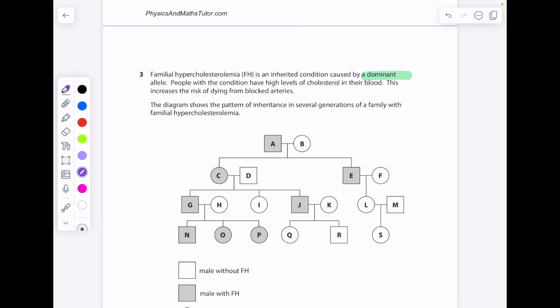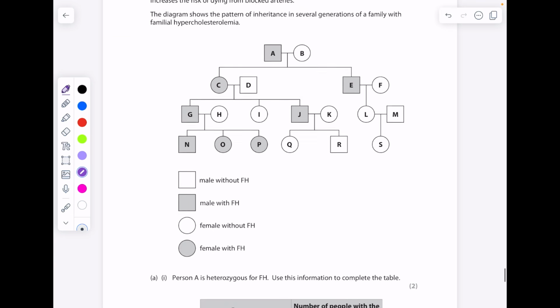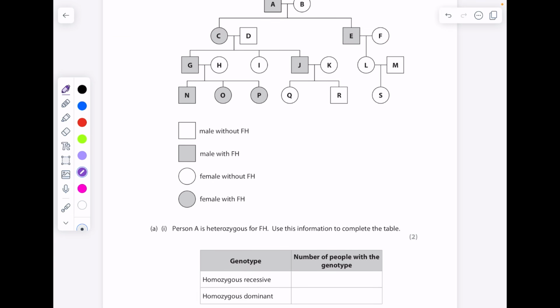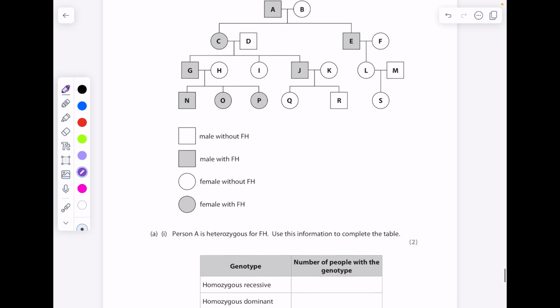So the first thing you want to do is work out what genotypes would be required to cause FH. We know it's a dominant condition, which means that either this combination or this combination will cause the disease FH. The only way you can be healthy is to have the recessive genotype, which looks like this. It's very important that you get to grips with what the information is telling you. So if we look at part A, person A is heterozygous for FH. Use this information to complete the table.